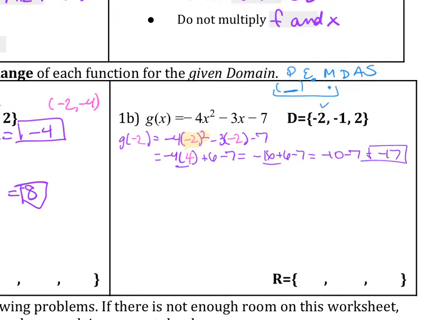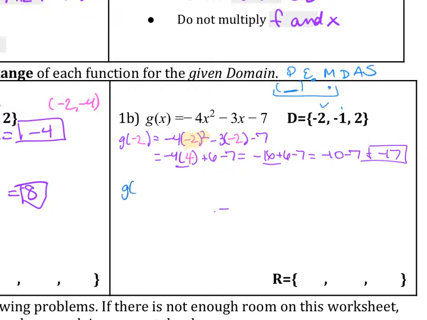So let's try that again. Now, just to clarify, this g of negative 2, we don't do anything with it. We're not multiplying. We're not doing anything to it. It's just our directions. What did we plug into the function? So it helps us out, especially when we're plugging in lots of values. Let's try the next one.